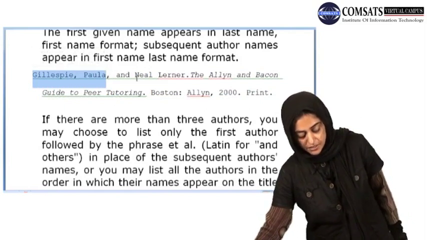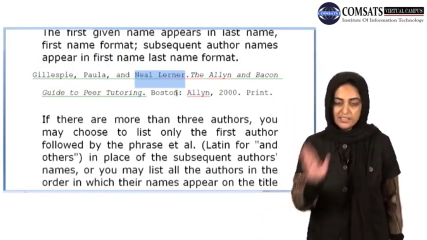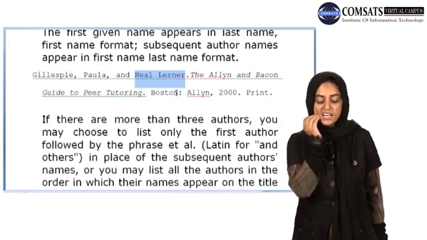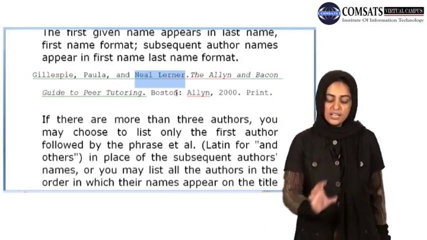Then comes the second author. Both these names are separated by a comma in the MLA referencing style. Kindly have a look at the screen. But the second author's name is not reversed. It's not following the last name first name format. It's following the first name last name format. Neil Lerner will be put as such, Neil Lerner.